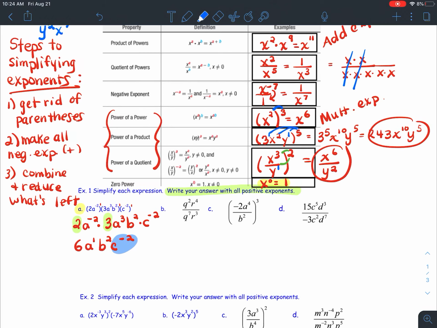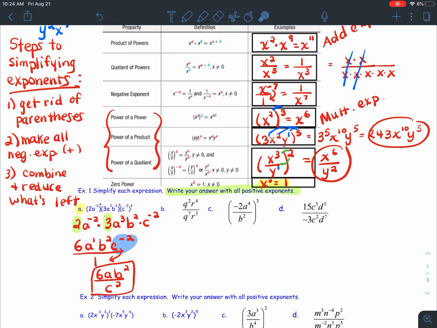Well, I only see one term that has a negative exponent, and it's that c to the negative second. The thing that will help you with making negative exponents positive is to always make your problem look like a big fraction. So I'm going to put this all over 1, and the only thing that I'm going to move to the denominator is that c to the negative second. Once I move it to the bottom, it's now going to be c to the positive second. And if there was anything else that could be combined or reduced, I should do that, and there's not. So this is my answer.